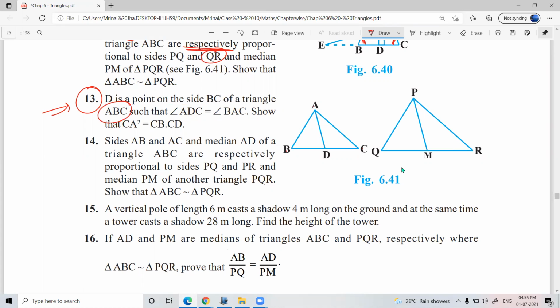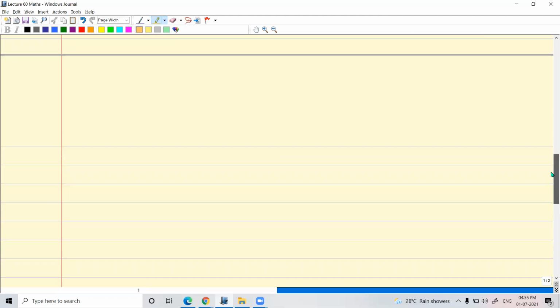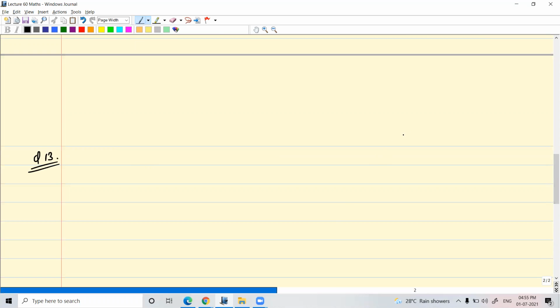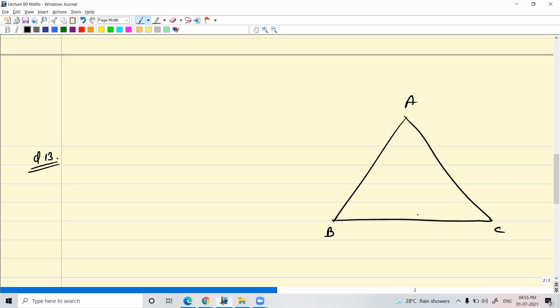Okay, so we have a triangle ABC. Let's draw that triangle first of all. D is a point on the side BC of a triangle ABC in such a way that angle ADC and BAC will be equal. D is a point on BC. So let's say D is some point over here. And if we join this, remember this is not a median. This is just some point on the line BC.